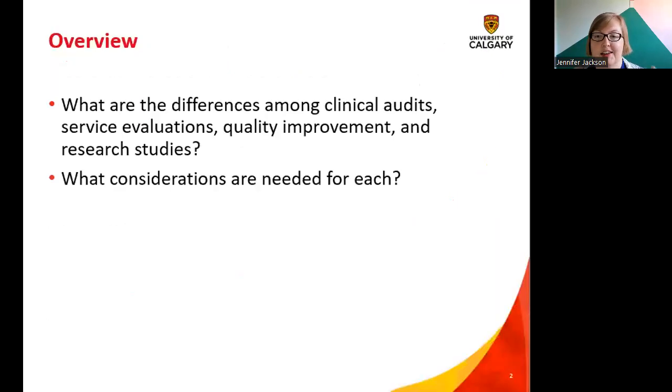So I'm going to cover what the difference is between audits, service evaluations, quality improvement, and research studies, and what considerations you need to know for each. So these are all tools to improve healthcare. There are lots of different ways we can try and make things better for us, for our clients, for the people that we work with. It's about finding the right tool for the right time.